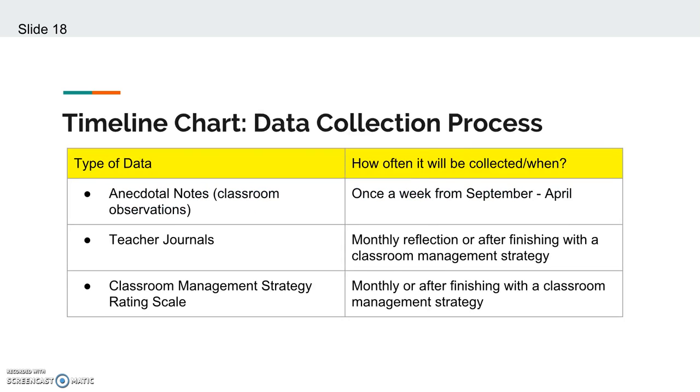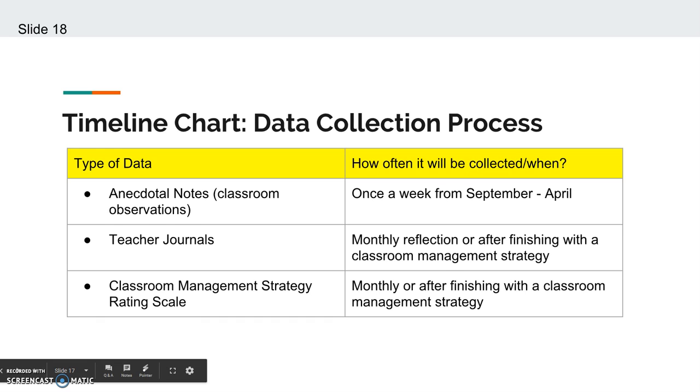The timeline for my data collection process. On the left, you see all the types of data that I will be collecting: my anecdotal notes, my teaching journals, and the classroom management strategy rating scale. My anecdotal notes will be written once a week from September to April, if this is over the course of a normal teaching year. If it was for a placement, it would be over the course of a single placement.